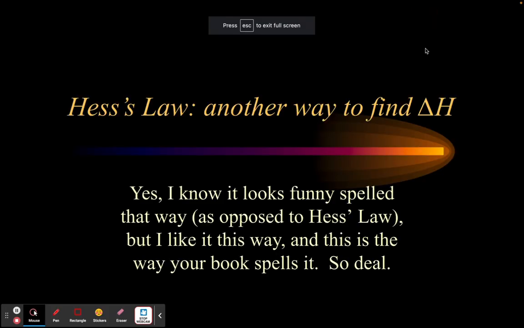Good morning, everybody. We're going to talk about Hess's law today. It's another way for us to find delta H, or the enthalpy. And I know it looks funny to see how Hess's law is spelled. There's two different ways: Hess's with an apostrophe S, or Hess with just an apostrophe. So that's the way it is.